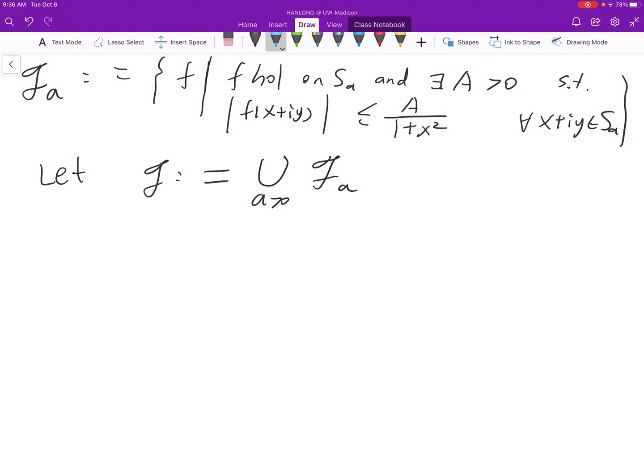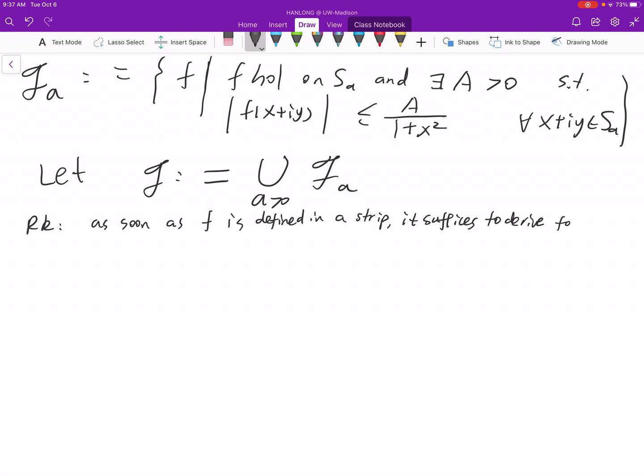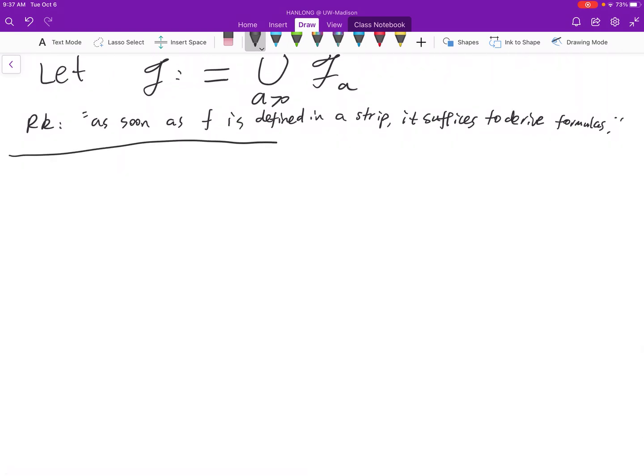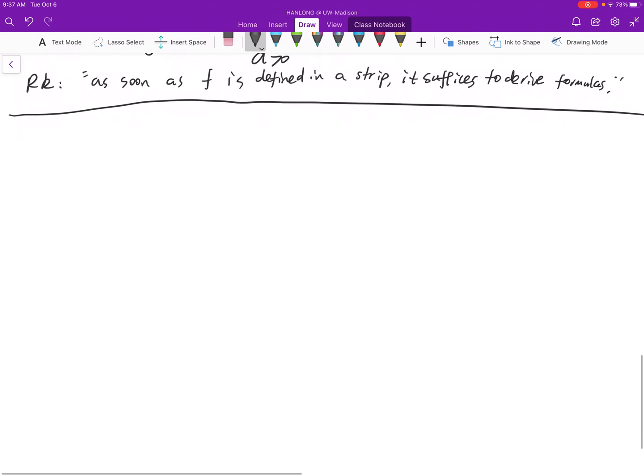So what does that mean? That means, remark, as soon as f is defined in a strip, it suffices to derive formulas. So the actual width of the strip is not that important. Of course, you need to put the quadratic decay condition.